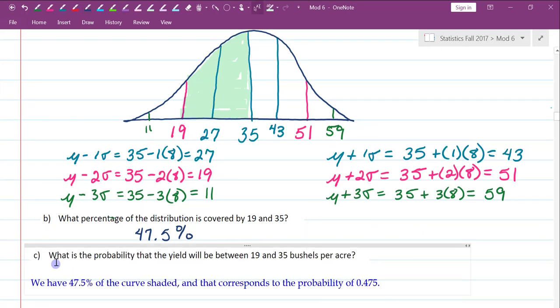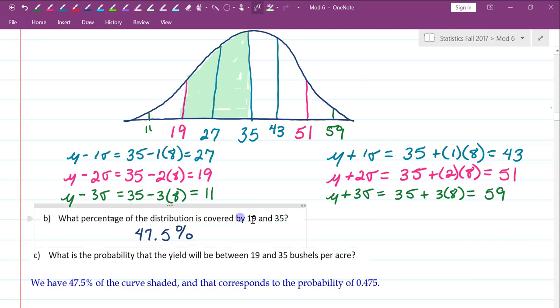Okay, now part C, it says, what is the probability that the yield will be between 19 and 35 bushels of acres? Well, that's the same as part B. So we are going to refer to the green shaded area, and we have 47.5% of the curve shaded. That was the answer to part B, and that corresponds to the probability then of 0.475. Okay, so we would just take the percentage and convert it into mathematical notation, and that gives us our probability then of 0.475.